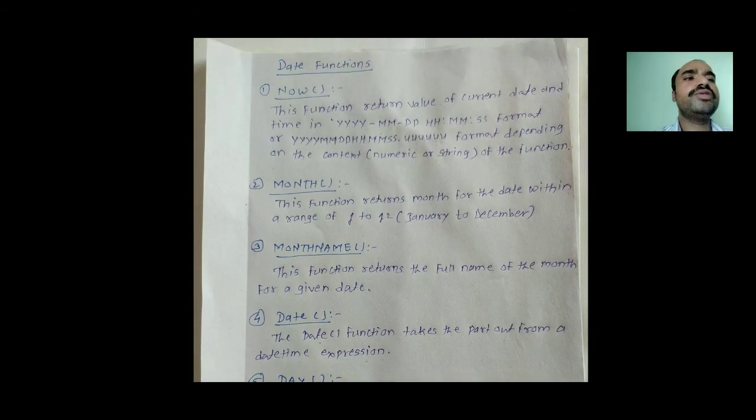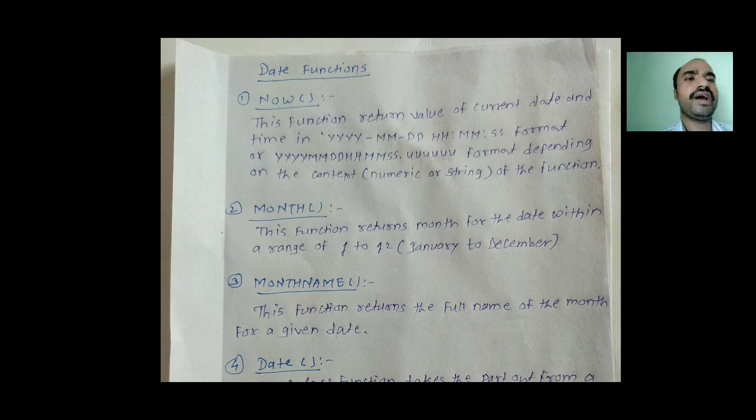Then we move towards date functions. First we have seen mathematical functions, then we have seen string functions. Now we move towards date functions. The first function is NOW. This function returns the value of current date and time in year, month, day, hour, minute and second format, or in another format. Depending on the context, it may be numeric or a string. Means in MySQL, whenever you write SELECT NOW, it will display current date and current time in seconds also.